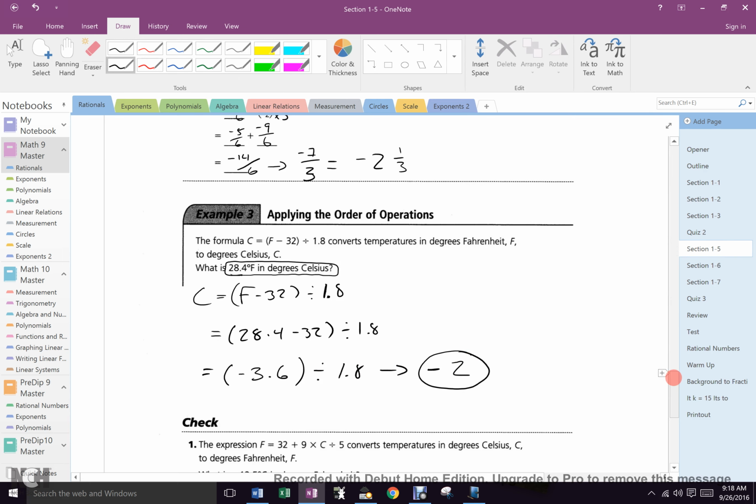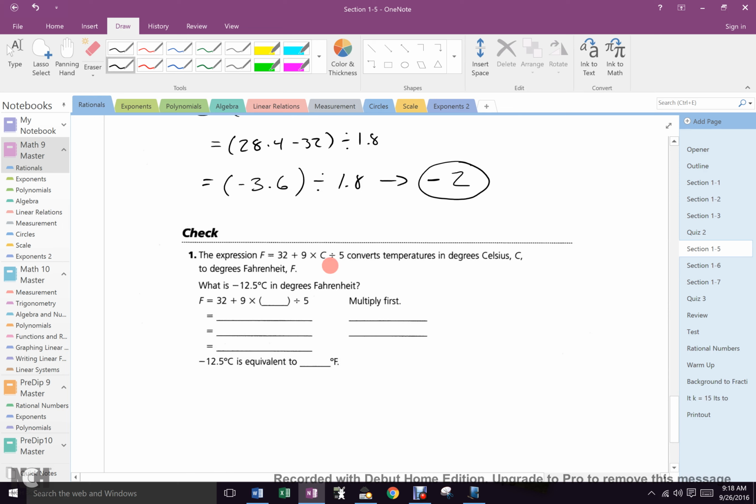Now, let's see if you guys can do it. Notice here, I've changed the formula around. Now I'm going from Celsius to Fahrenheit. So this negative 12.5 goes in for C. There's the formula. Use your calculator to tell me what the right answer is. What do you do first? It even tells you. Where do you see multiplying? Right here, 9 times negative 12.5. So am I touching 32? Nope.